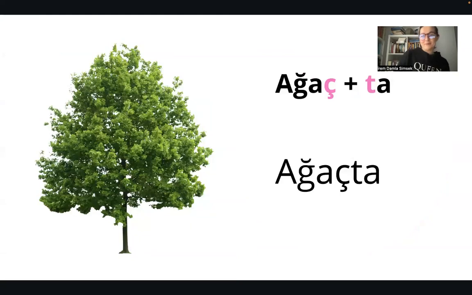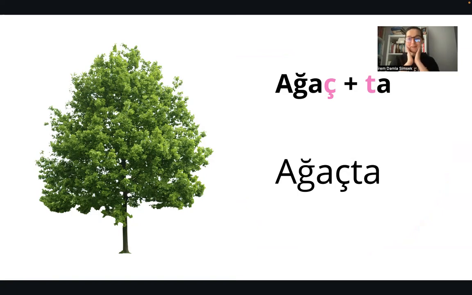But look here. Ağaçta. You see the picture of a tree? It means tree, as you see. Ağaç ends with something else. Let's say it's a strong sound. Ağaçta. So in the previous part, I was just playing with the vowel harmonies. Now I have to change the consonant as well.